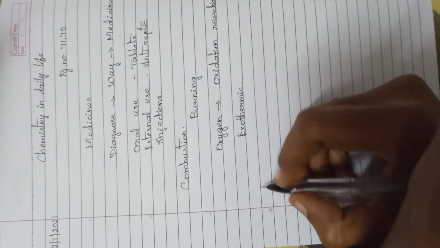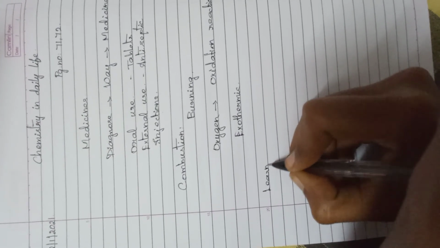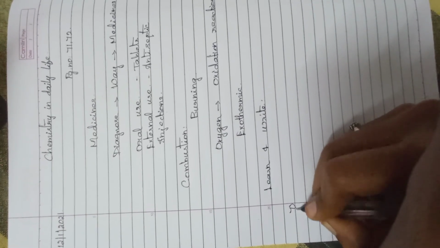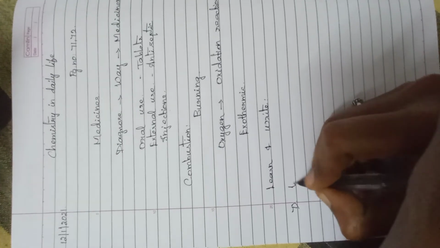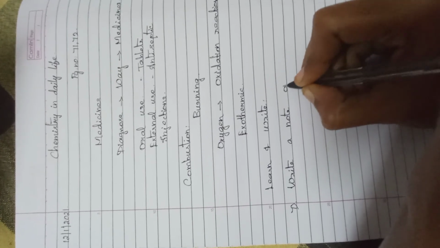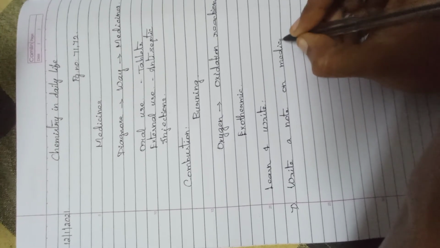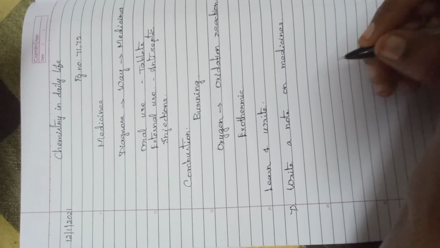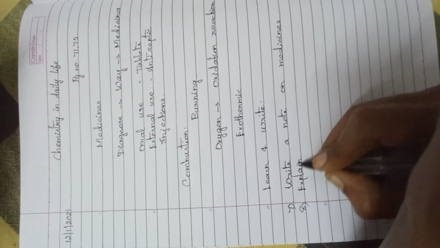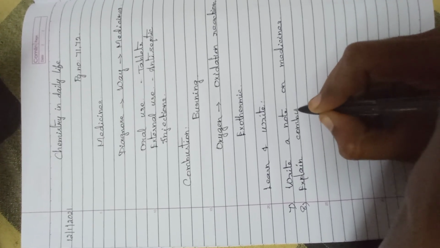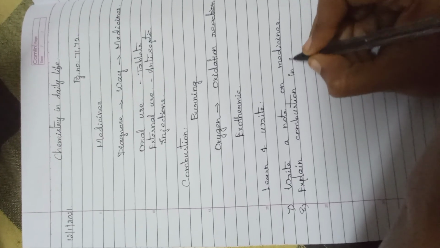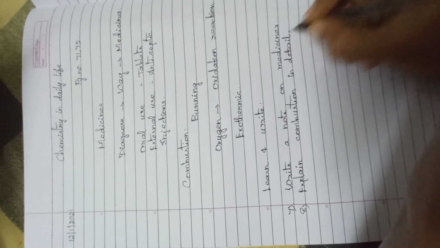Okay, and here are the questions you are going to learn and write. Question number 7: write a note on medicine. About medicines you want to write, along with their different types. And then, explain combustion in detail. So these are the two questions you are going to write.